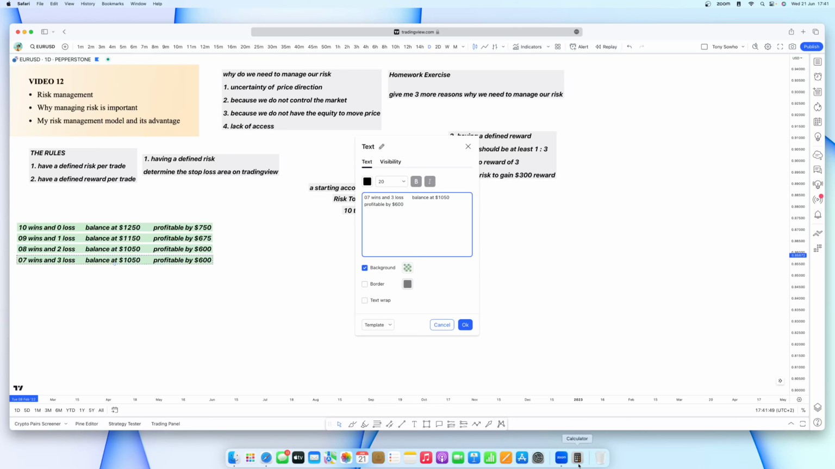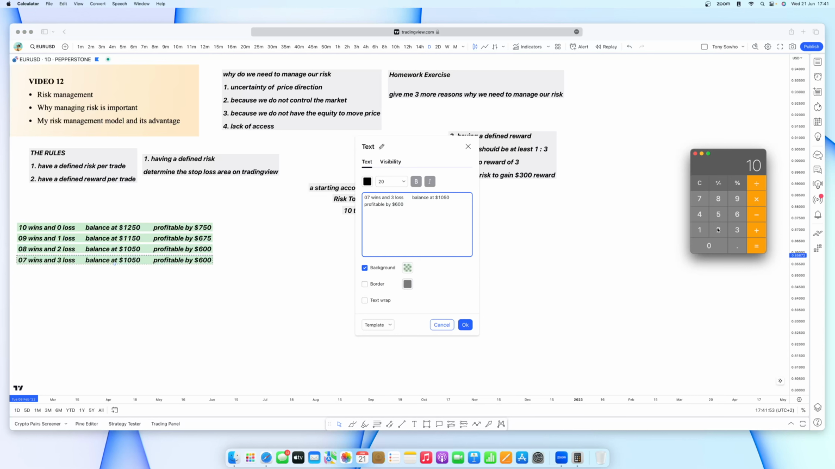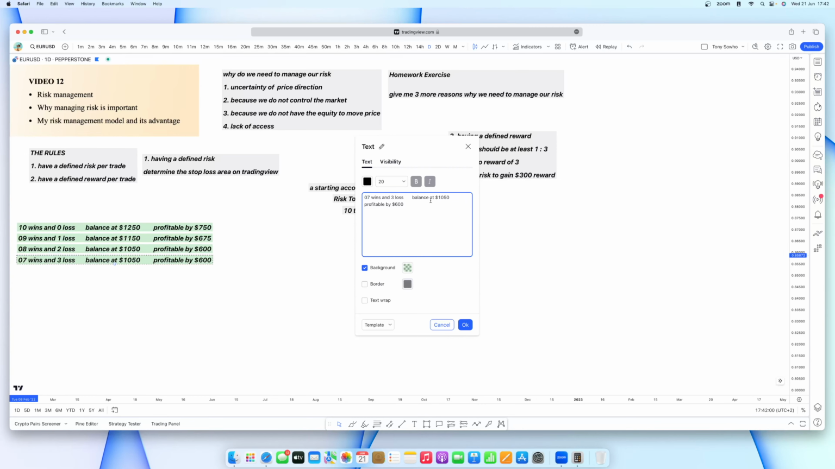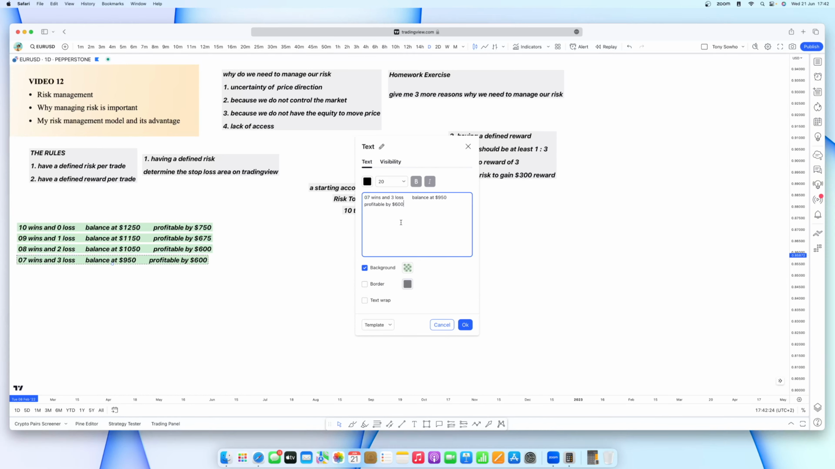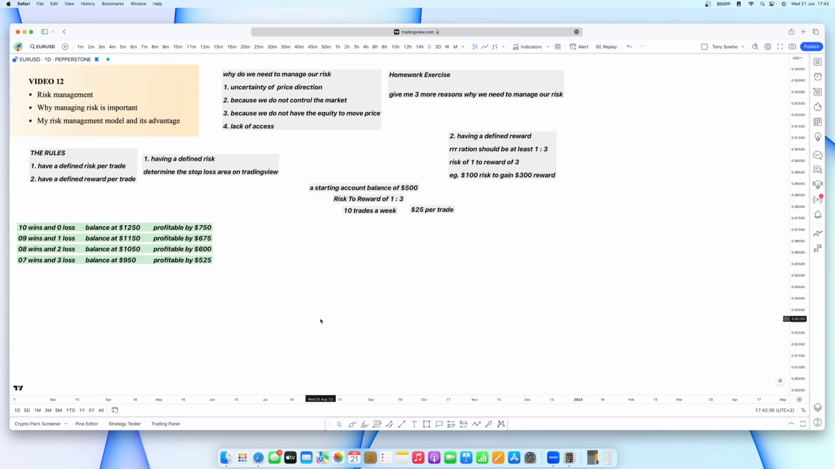Well, where is the balance going to be now? Quickly, all we know now is that we're just going to remove 100 from that 1,050. 1,050 minus 100 is going to give us 950. So our balance is going to be at 950. And on this one, we are going to remove 75 again from this 600. So 600 minus 75, we're going to be at 525. So, profitable by 525. You see? So 7 wins, 3 losses. If you had 3 losses and you won the remaining 7 trades, you will still be profitable by $525.